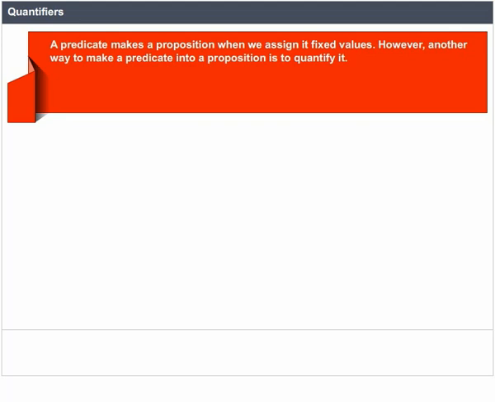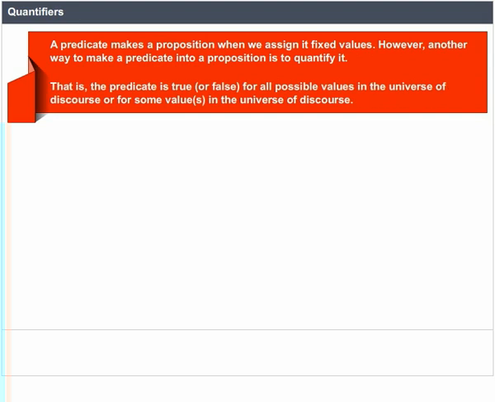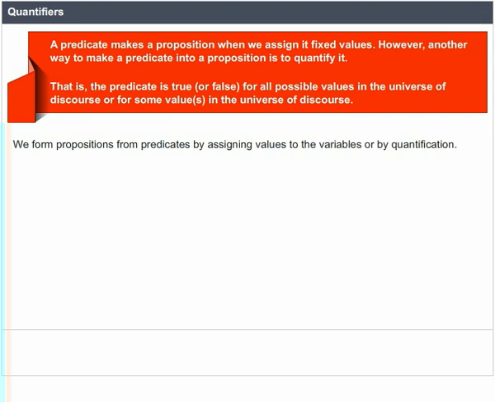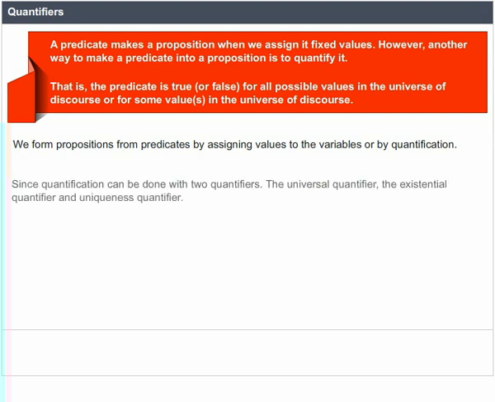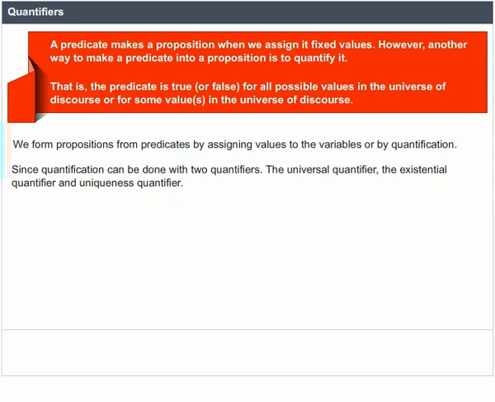Quantifiers. A predicate makes a proposition when we assign it fixed values. However, another way to make a predicate into a proposition is to quantify it. That is, the predicate is true or false for all possible values in the universe of discourse, or for some values in the universe of discourse. We form propositions from predicates by assigning values to the variables or by quantification. Quantification can be done with the universal quantifier, the existential quantifier, and the uniqueness quantifier.